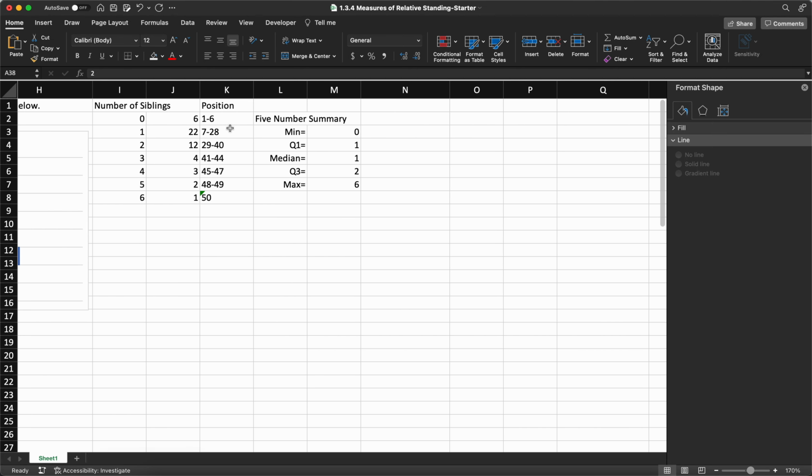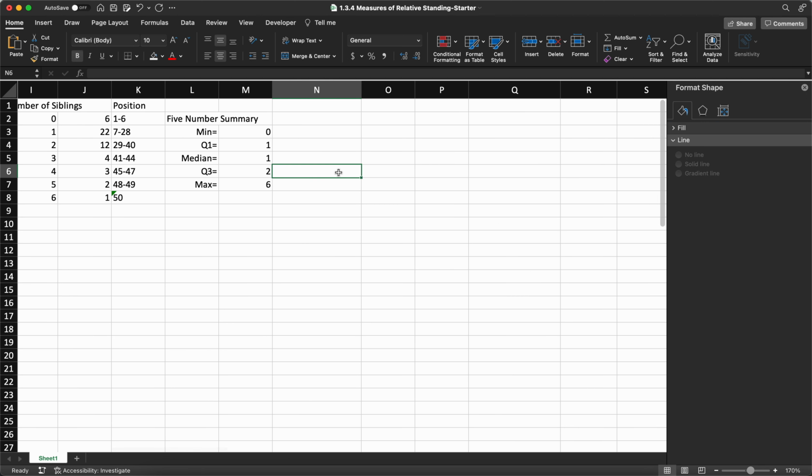So that's what I'm trying to do here, is I'm just trying to find the position of all of them. And again, once I have these positions, I can easily find the IQR by taking the Q3 and subtracting Q1, and that gives me an IQR of 1.